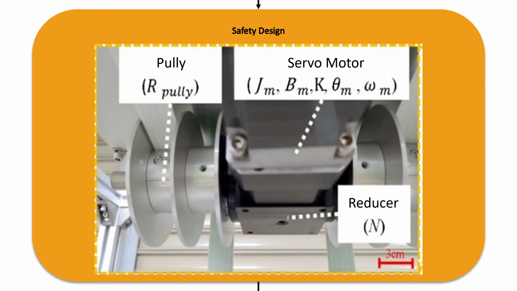And next, we will have a safety design. We use the servo motor's torque mechanism inside these motors to detect if there is a collision or an impact from the outside.